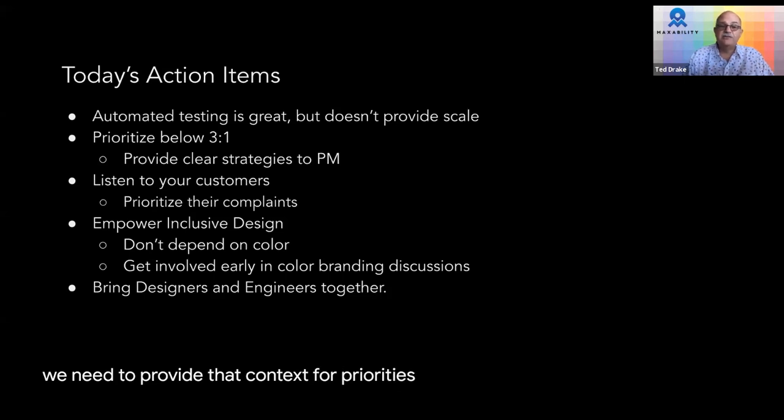For prioritization, look at those sections below 3:1 and see what areas below 3:1 don't have good justification, and then provide clear strategies to your PMs. Don't just go to a PM and say, this is too light, it has to change. Go to that PM with some options. Like, for instance, if you're going to use that placeholder as a label, we need to put a visible label next to it so that we're not dependent on that placeholder. Listen to your customers, prioritize their complaints.